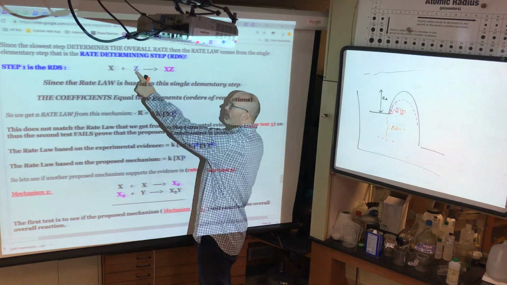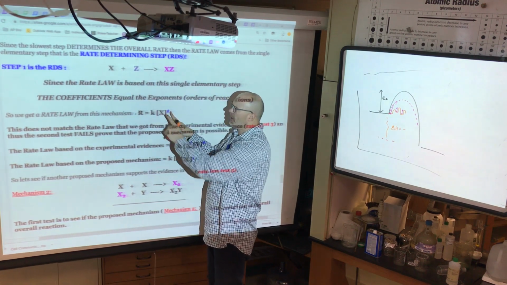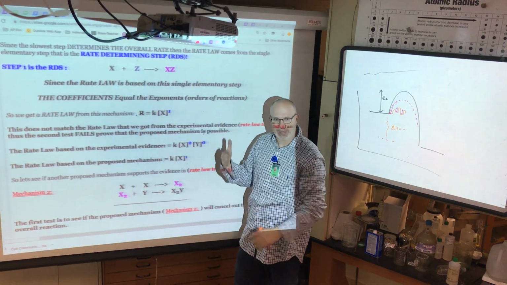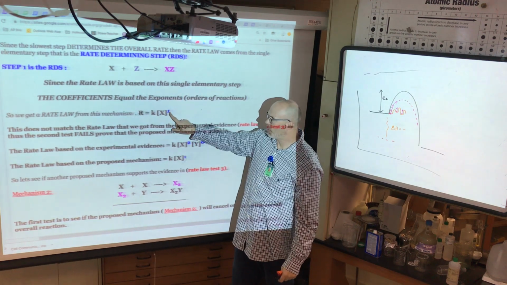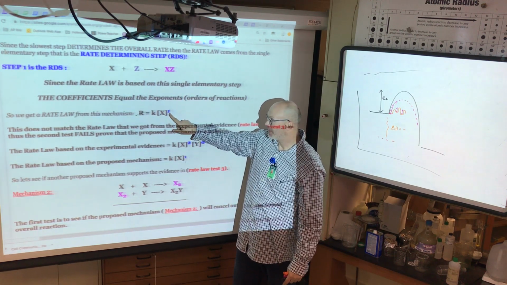Notice I don't put the what? Even though I did it in my homework, bad Grodsky. Don't put the catalyst, because the catalyst gets canceled off. So we get from this proposed mechanism k times x to the one.